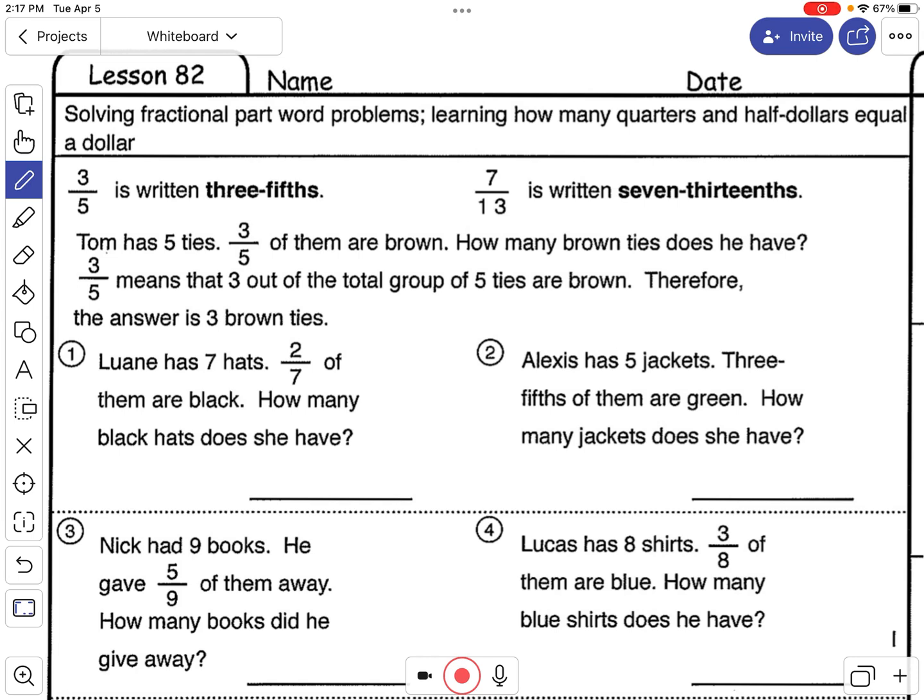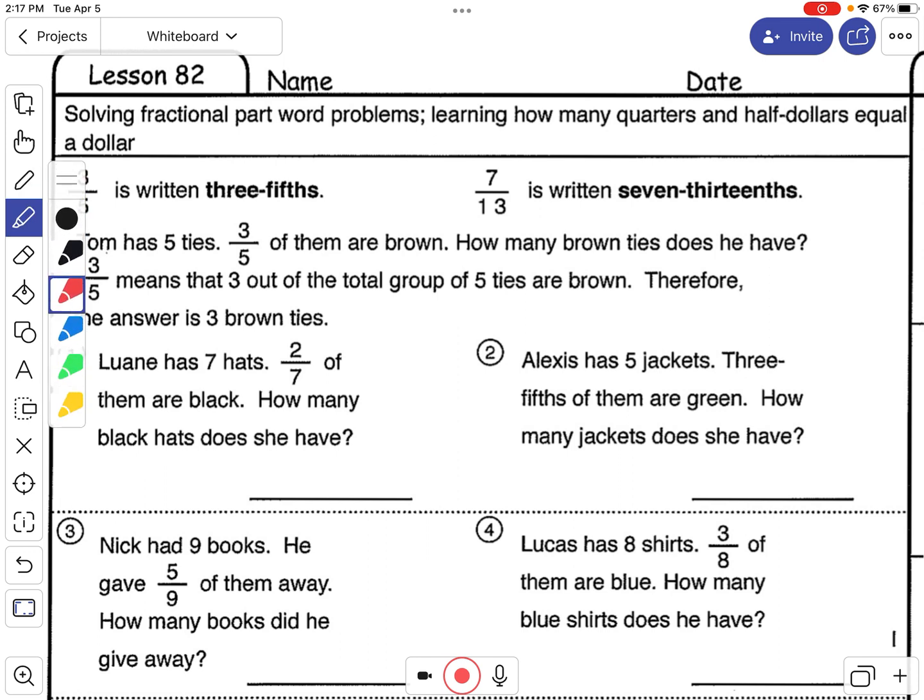Hello, boys and girls. This is third grade Excel lesson number 82. We're going to learn to solve fractional part word problems. And you have to know how many quarters there are in a dollar and how many half dollars there are in a dollar today. That's it. Here we go.